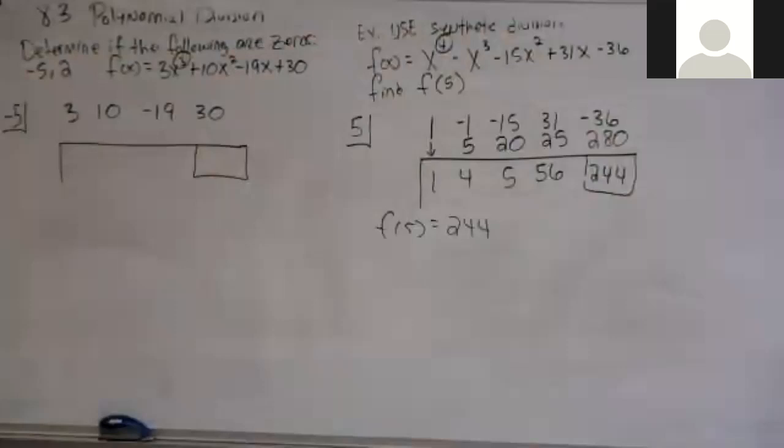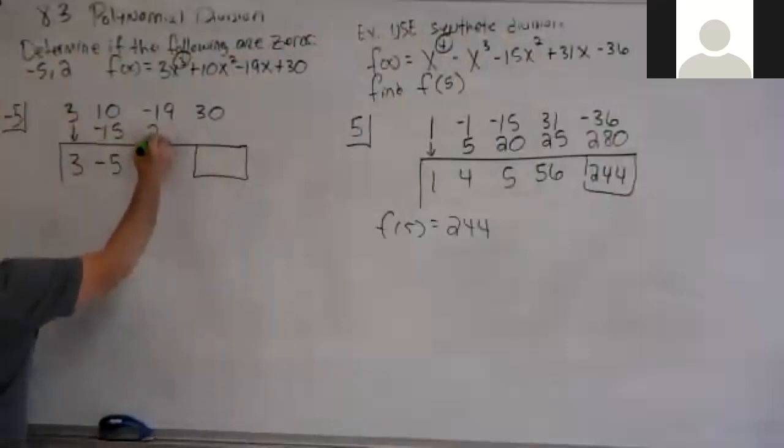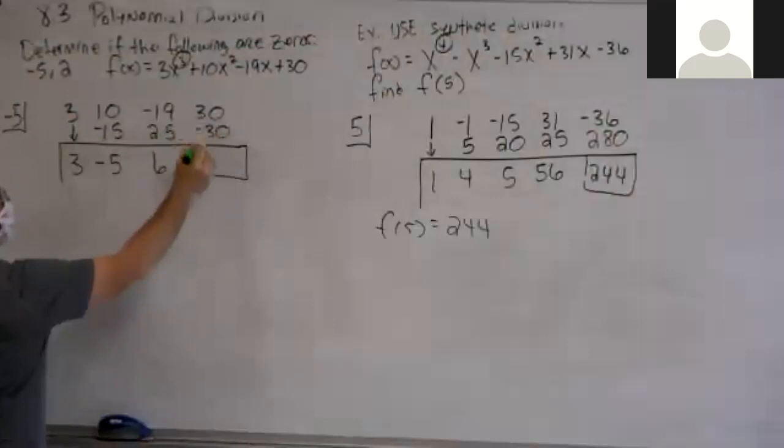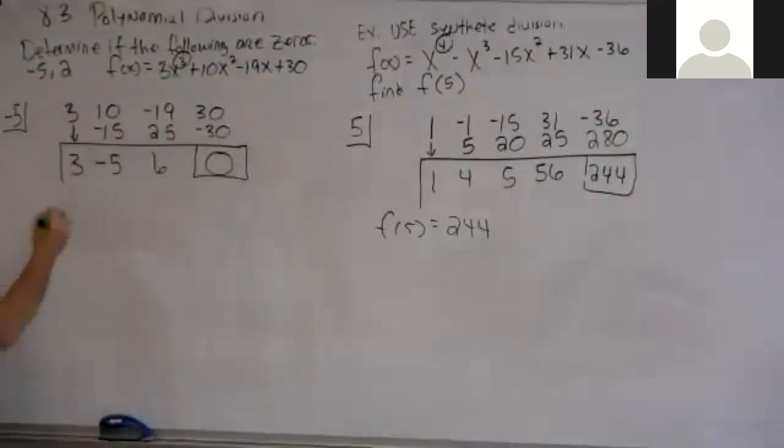Again, you always repeat that process now. So the 3 comes straight down. Multiply that 3 times -5. That's going to give you -15. 10 and -15 give me a -5. So first number always comes down. Then you start multiplying to get the next column. Add. Multiply again. So now I got a -5 times -5. Oh, that's a positive 25. 25 and -19 give me a 6. And then finally, 6 times -5 is what, a -30. And then you add the 30 and -30 and get a remainder of 0. So this one would be a, yes, that is a 0, okay? That means that graph crosses over that x-axis at that -5, okay?